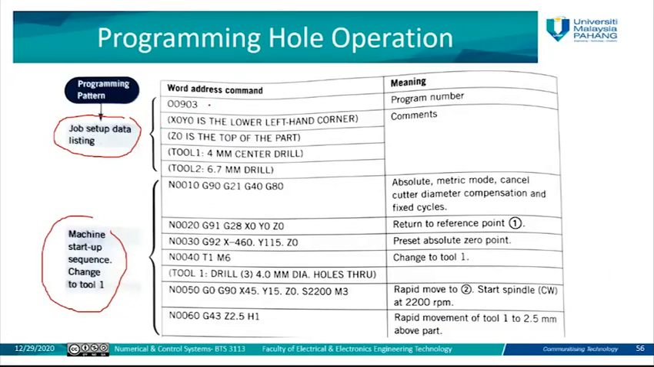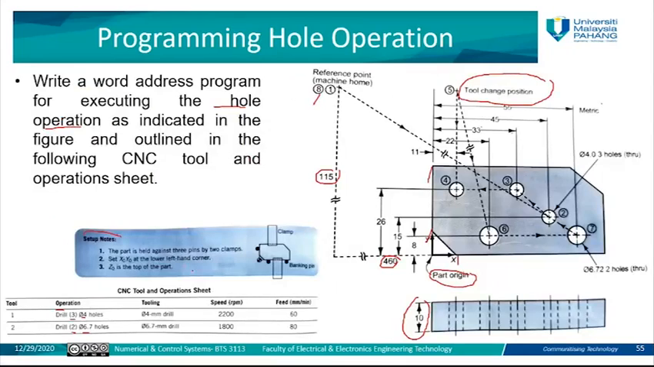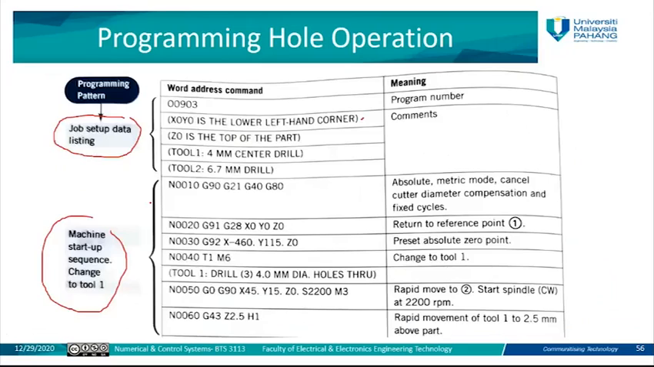So as you can see here, the program number, and here we have a comment. So it says X0, Y0 is the lower left hand corner. That means define the reference point on the workpiece. Z0 is the top of the part. All this information is already given in this slide. If you refer to this slide, you can find this information here. But how to translate this information into comments? You need to make brackets, then write the comment in between the brackets. So Z0 is the top, tool 1 is 4 millimeter, tool 2 is 6.7 millimeter. Both tools are drills. All this information is just for setup.